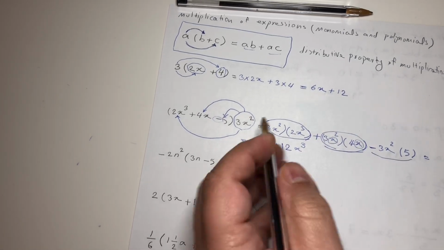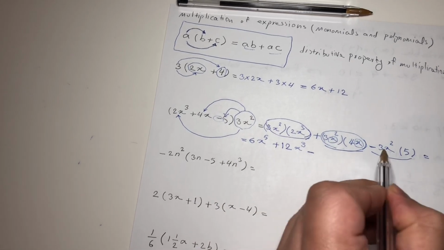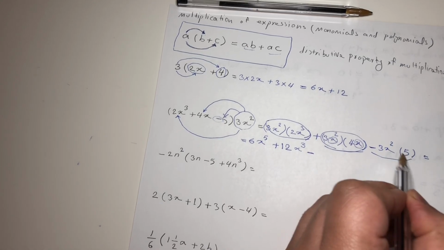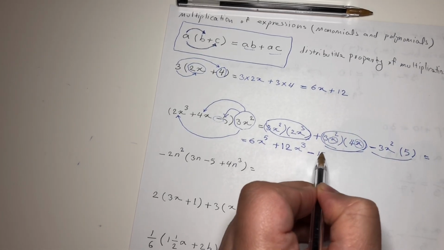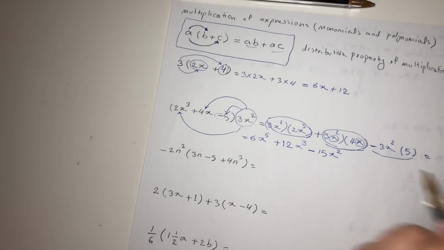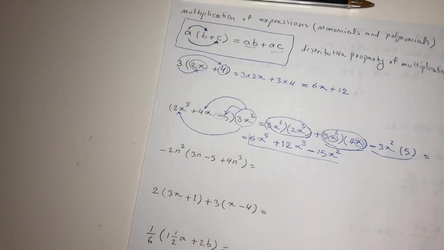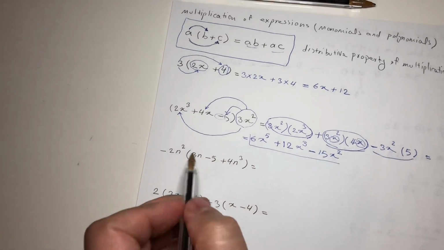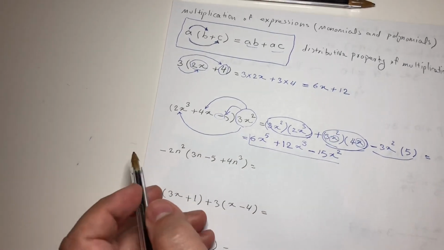Now here we have a minus sign. 3x2 by 5 is simply 3 by 5 is 15x2. So this is the result of the multiplication. Let's do another example here.